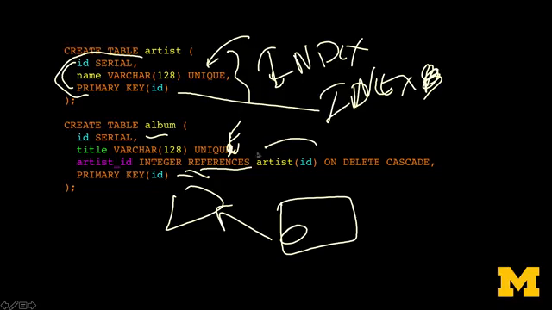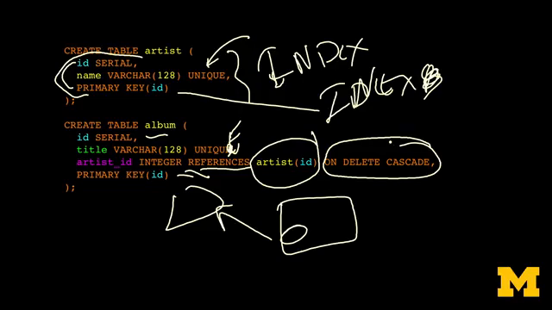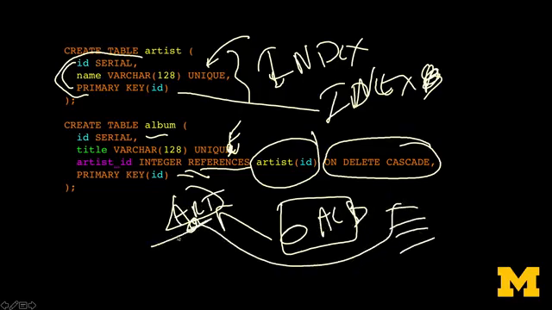References says this references the ID field in the artist table. And then on-delete cascade. So on-delete cascade is a way that basically says if we have an artist table and an album table, and there's a bunch of rows in the album table, and they all point to one of the artists, if we delete the artist, then all the rows go away.